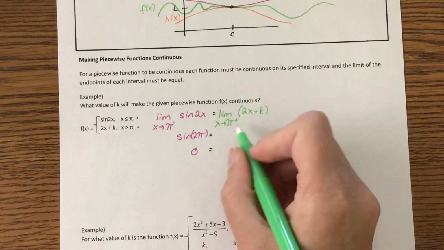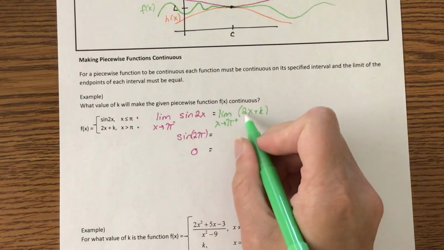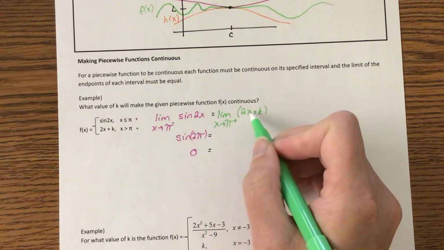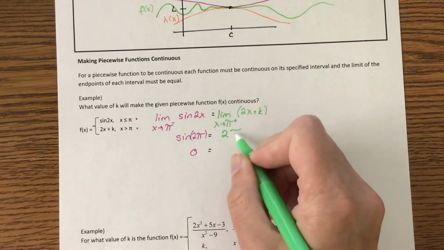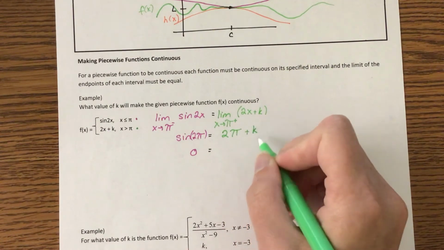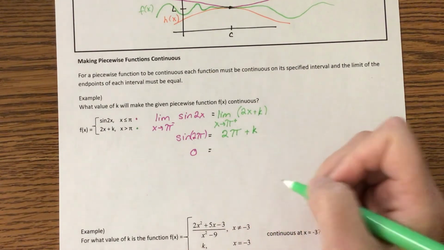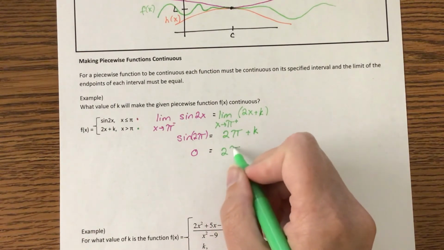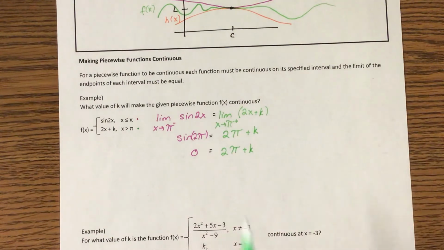Limit as x approaches pi of 2x plus k. All right, so when we plug in pi here for x, we get 2 pi plus k, because k is not x. Well, there's nothing really we can do about that. Let's bring it down. 2 pi plus k. So the left-hand limit has to equal the right-hand limit.